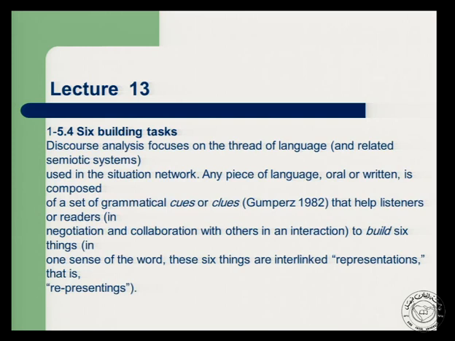Now, in one sense of the word, of course, these 6 things are interlinked. In other words, these things are not separated. They have something in common. They are linked in a way or another. The 6 things are interlinked representations, that is, re-representings.